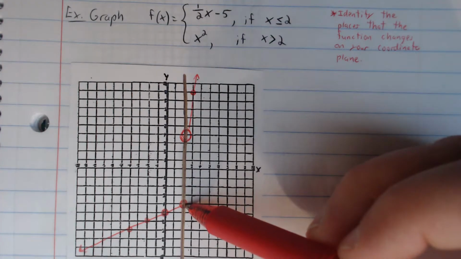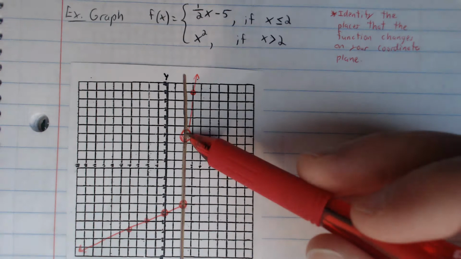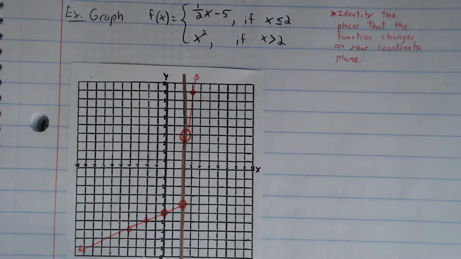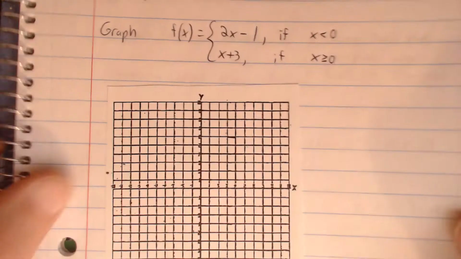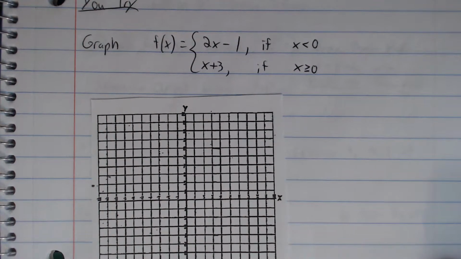We included the 2 here because it says anything less than or equal to 2. We didn't include the 2 here because this says not including 2. So I have one more of those for you to try on your own. I've given you a pretty easy one to work with. See how you do, pause the video, and then check it out with me after.